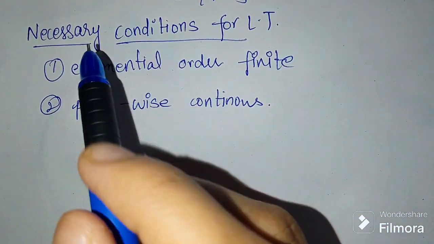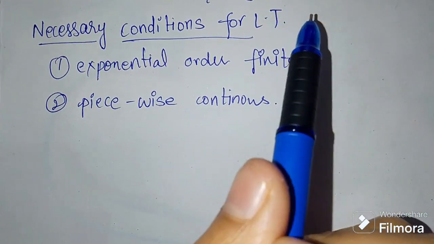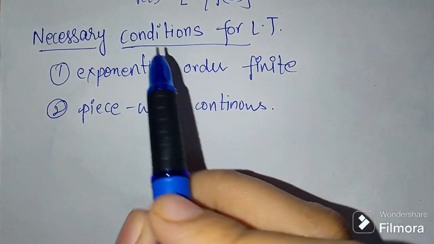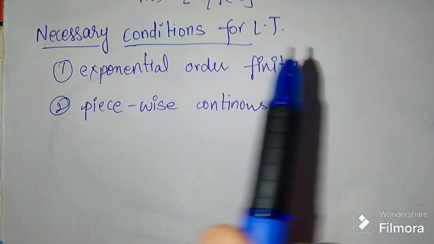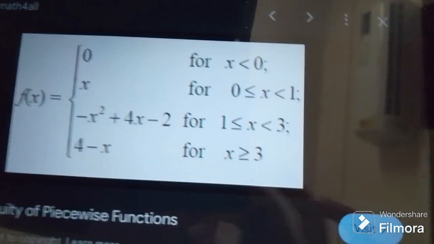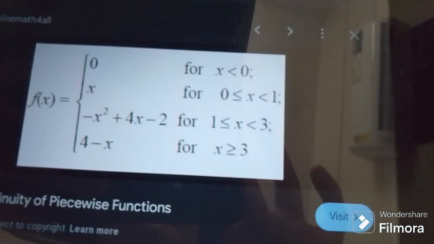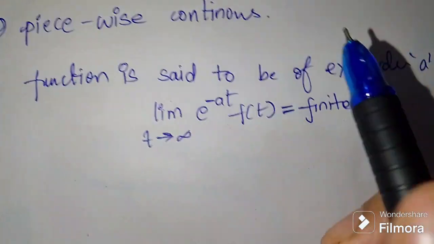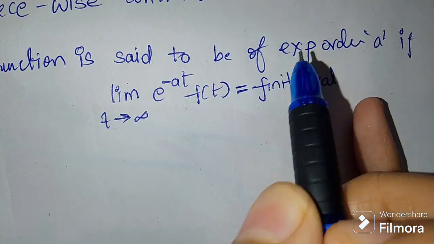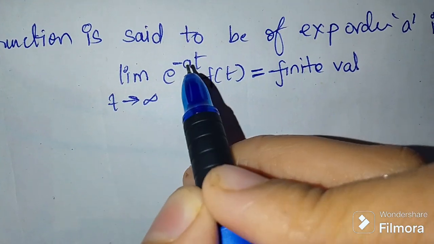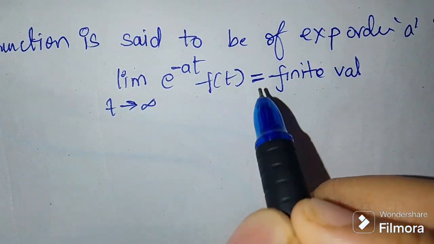Now let's discuss the necessary conditions for the Laplace transform. Maybe this is not asked in your exam, but it is important for you to understand. Firstly, exponential order should be finite. And second is piecewise continuous functions. That is not that important, so let's focus on the first point. A function is said to be of exponential order a if the limit as t tends to infinity of e power minus at times f of t is a finite value.